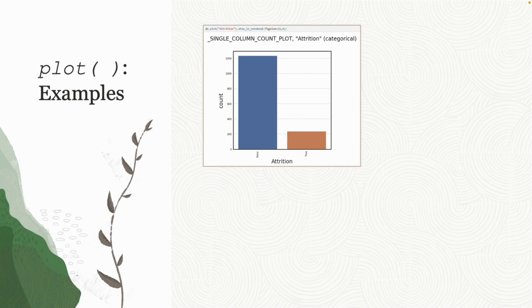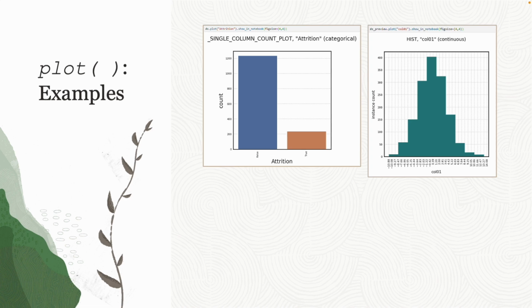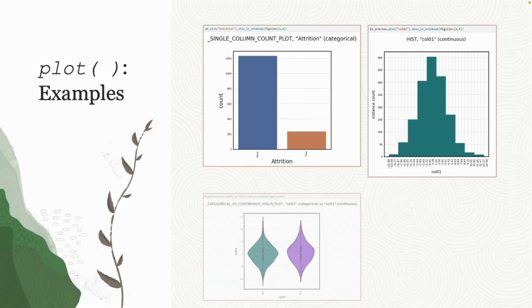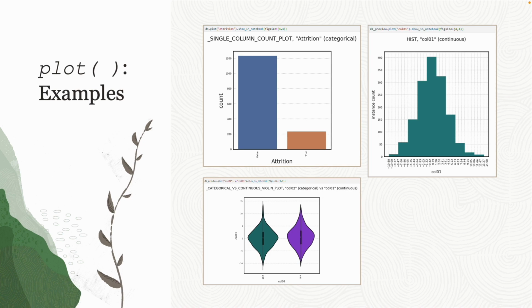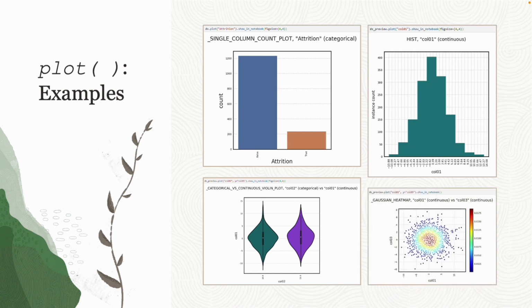Passing only the x variable, attrition, which is of a categorical type, the plot method detects that the data in this column has either a category of 0 or a 1, whereas plotting a continuous data type results in a histogram. If you look at this violin plot, plotting column 2 against column 1, where one is a categorical type and the other is of a continuous type, ADS chooses the best plotting method to be a violin plot. In this Gaussian heat map, plotting column 1 against column 3, which are both of a continuous type, ADS chooses the Gaussian heat map to be the best way to visualize this data, and it generates a scatter plot.